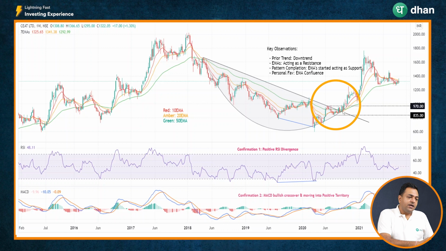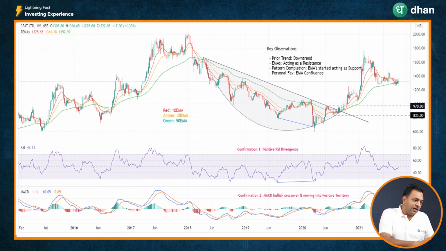And finally, the shorter period EMAs are converging with the longer period EMAs, which means that in the shorter period, the price action and the momentum is much higher as compared to the longer period. So this is typically an indication of the completion of the pattern. And I can also use various oscillators like RSI and MACD, which we have covered in our previous videos, which will help me prove or attest my theory and observation.